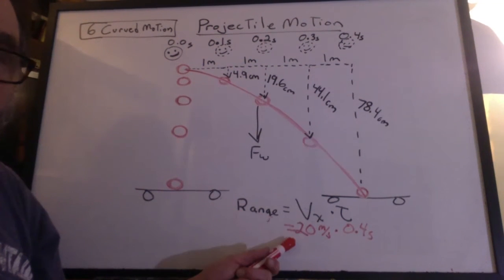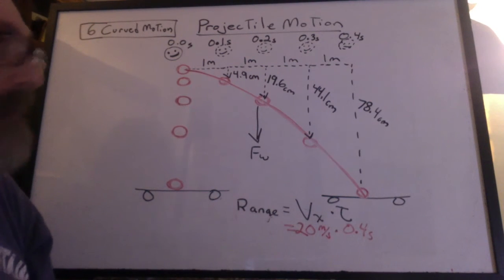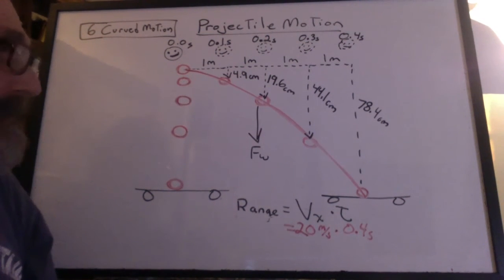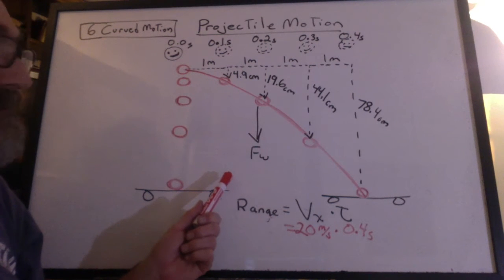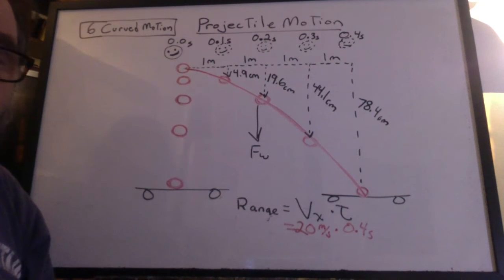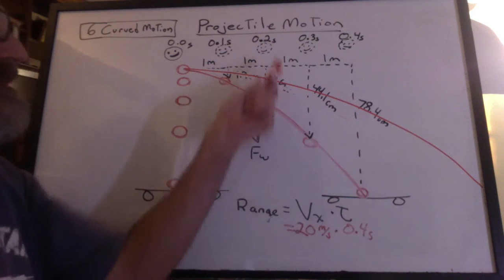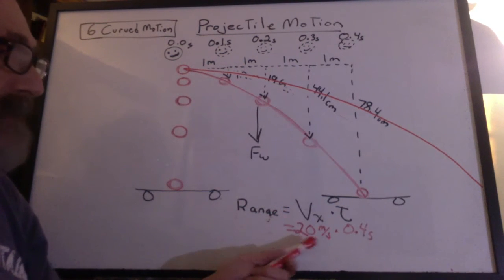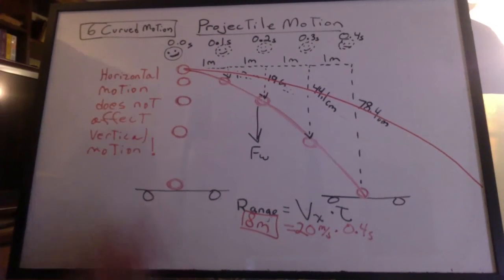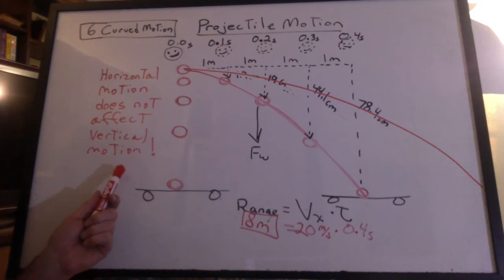So what would happen if the velocity was 20 meters per second? What if the bus was going twice as fast? Would that affect how long it would take to fall this distance? It's the same vertical acceleration. So it's going to take the same time to fall that distance. But what will be different will be the range. The horizontal velocity is going to carry it way further in the same time it takes to drop. So 20 meters per second times 0.4 gives me 8 meters. So keep in mind with projectile motion, the horizontal motion does not affect the vertical motion.